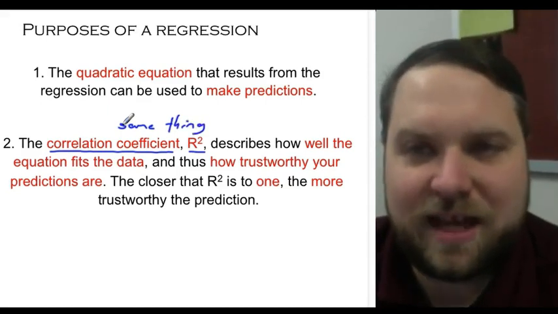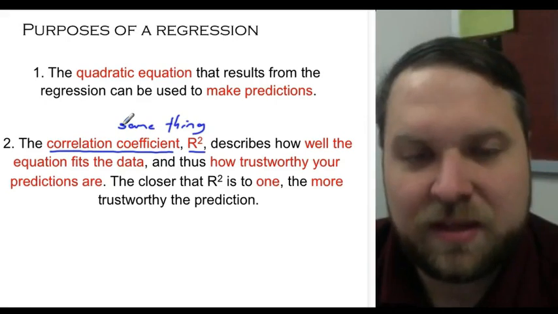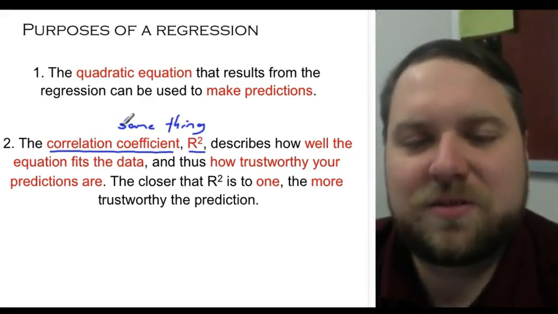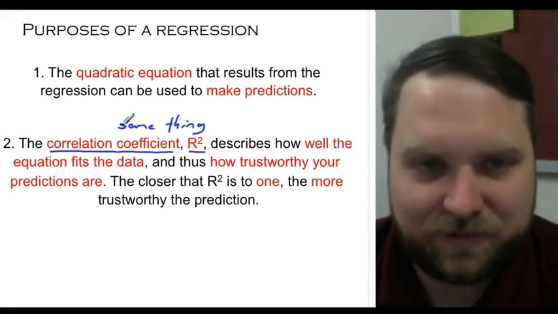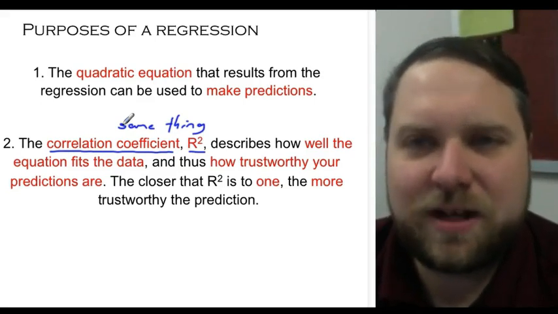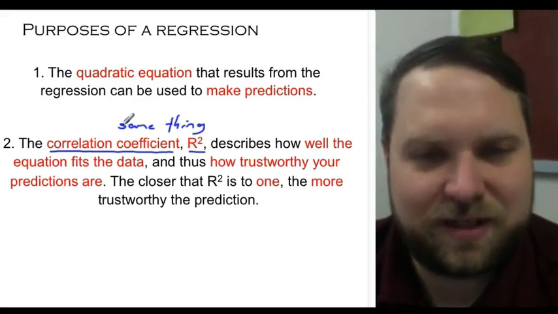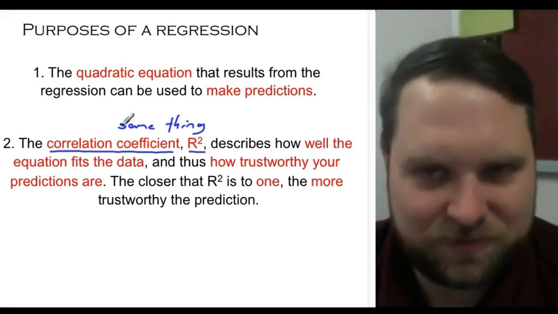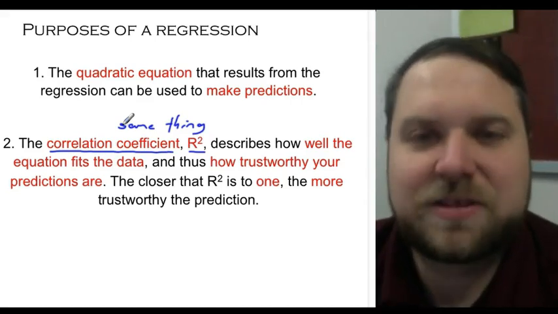And R squared tells us how well our equation fits the data, and thus how good our predictions are going to be. The closer R squared is to 1, the better our prediction, and the better the quadratic equation represents the data. So if our R squared is like 0.998, that is extremely trustworthy. It's a very good regression for our data. If R squared is anything less than 0.7, it starts to be something where we want to take things with a grain of salt. Between 0.5 and 0.7 is okay, but not great. And then below 0.5 is really not so good at all. So we can use that to sort of make ourselves aware of what's going on.